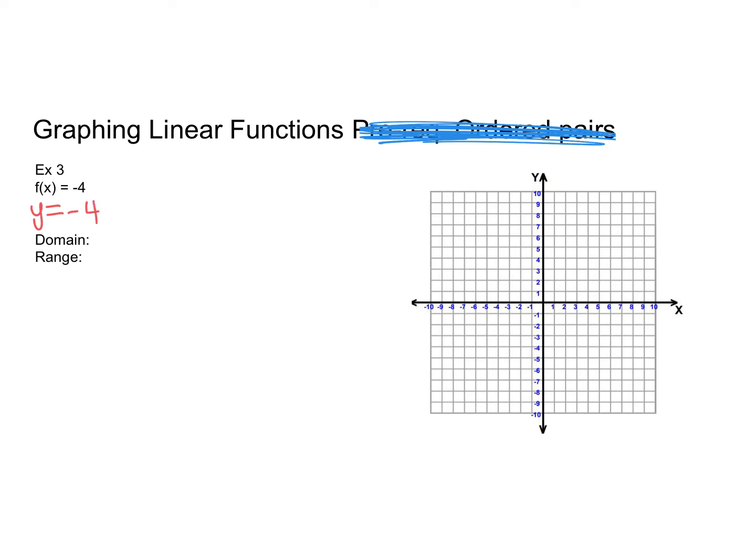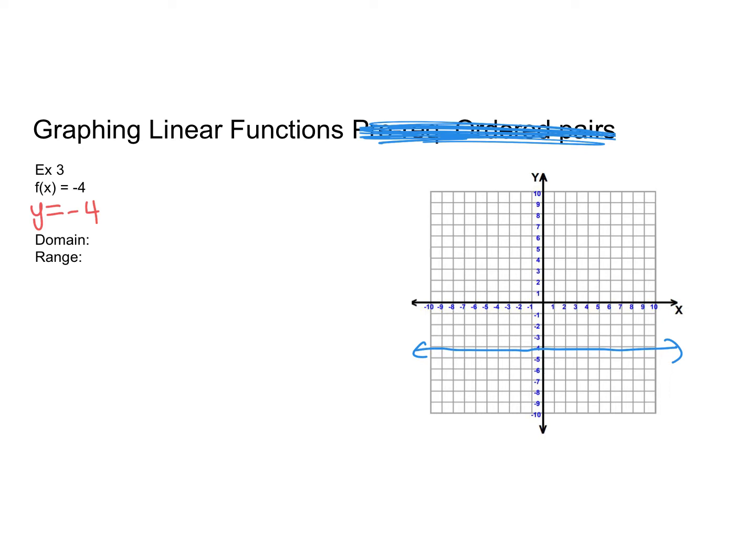So if it's a y equals and there is no x, the degree is 0 and it's a constant function, it's going to be a horizontal line. So we're going to have a horizontal line at y equals -4. So at -4, I can just draw that horizontal line.